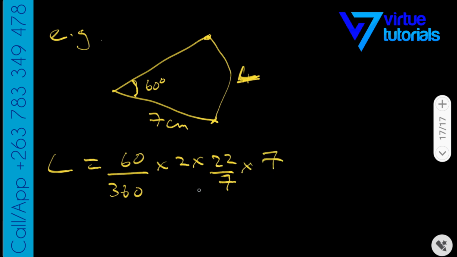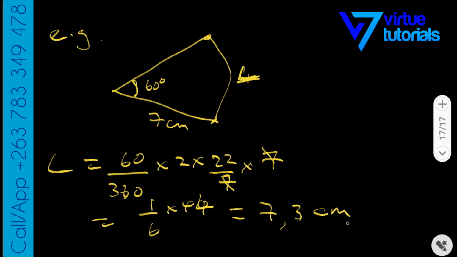So if we're to do our calculations, this cancels that. And then 6 into 360, that's 1 over 6. 2 times that, that's 1 over 6 times 44, which gives 44 over 6, which gives 7.3 centimeters. So that's the length of your arc there.